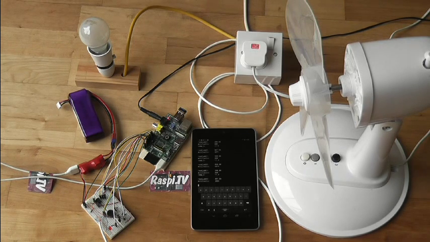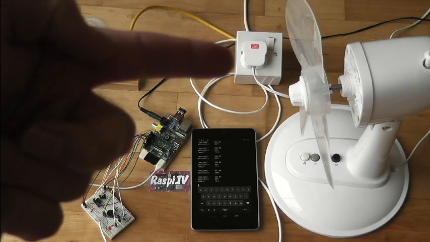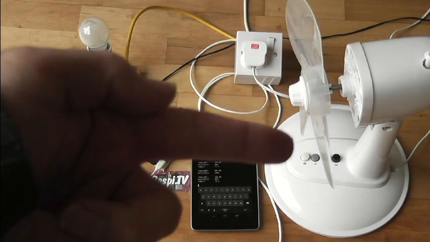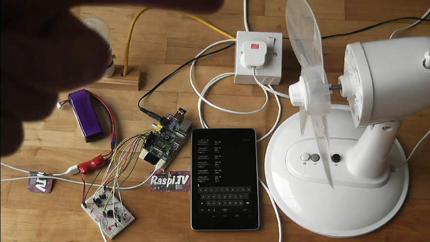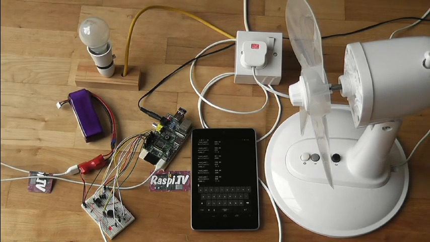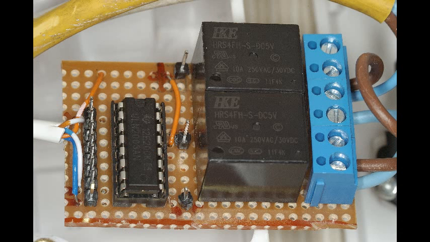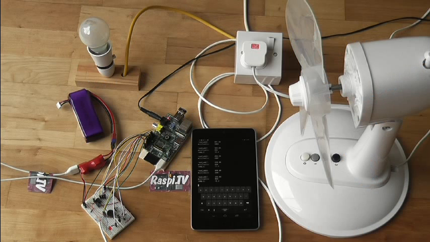The relays in this specially modified plug socket are triggering a fan and a lamp, and there's a lead there that plugs the plug socket into mains electricity. We're actually switching mains electricity using relays connected to the Raspberry Pi. Those two big black things are the relays, and the chip you can see is a Darlington array, which handles the switching of the relays. And in order to trigger those relays, we're using sensors.